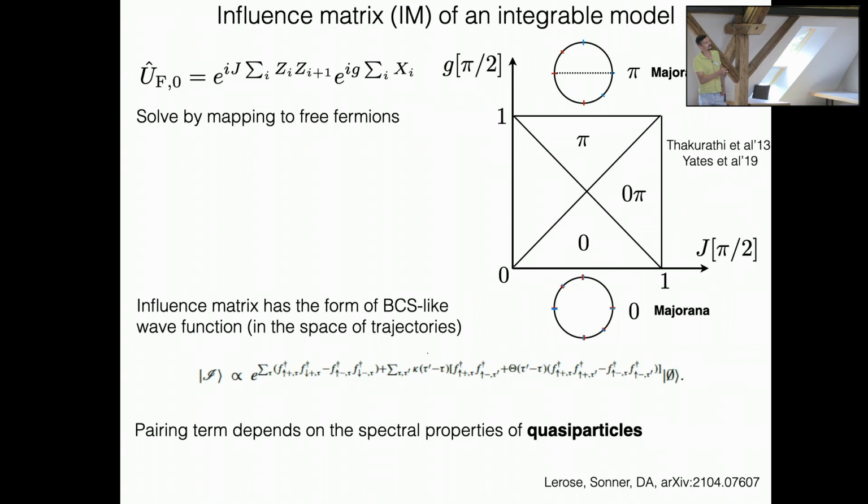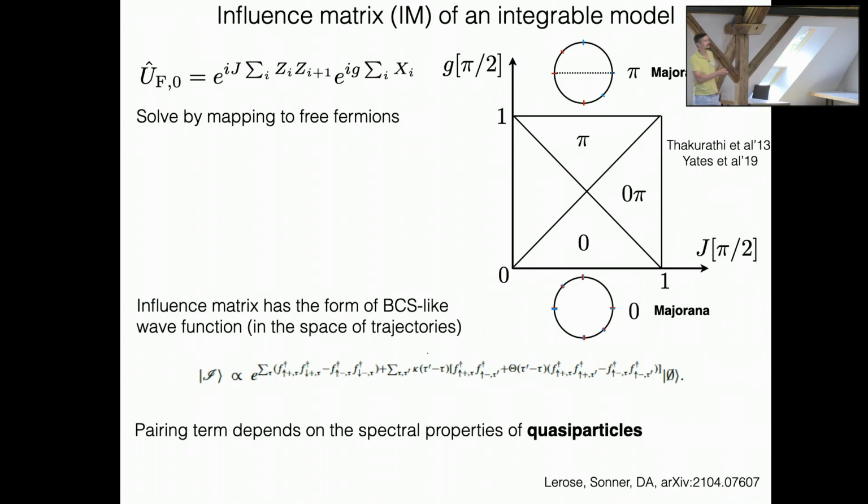Here, if I sketch the phase diagram as a function of J and g, you have four regimes. Here, this would map to the standard Kitaev chain, so you have a zero Majorana here. You have a pi Majorana in this part of the phase space. And then you have a coexistence of zero and pi Majorana over there.